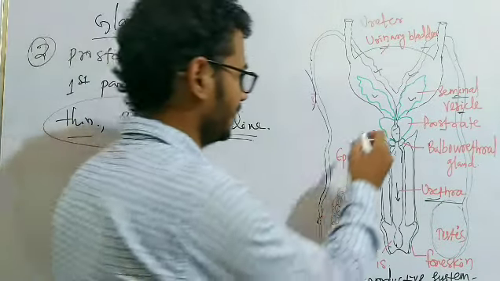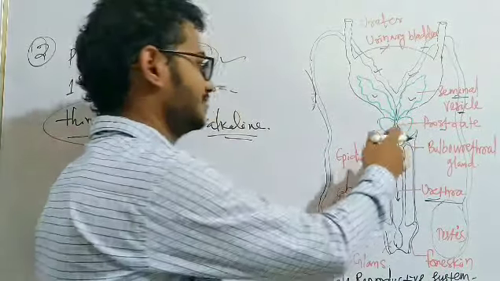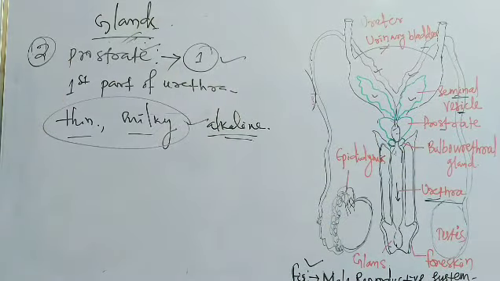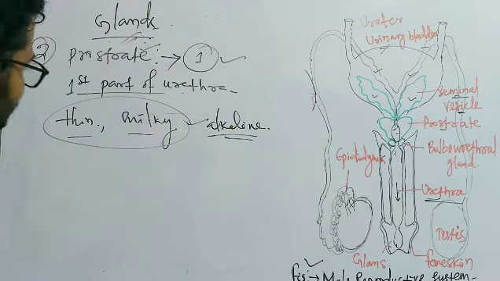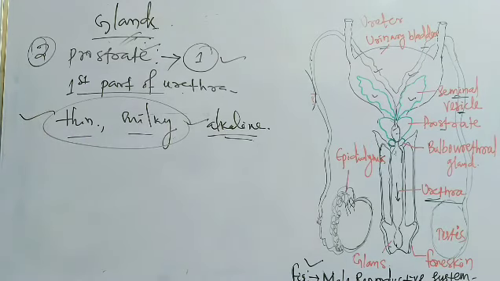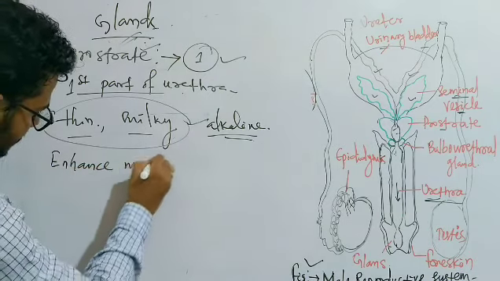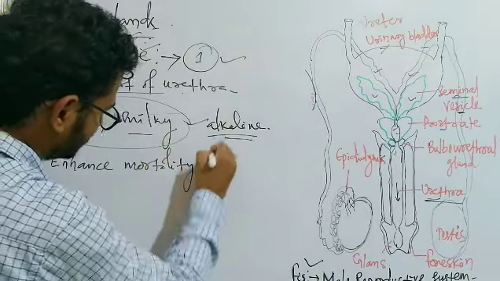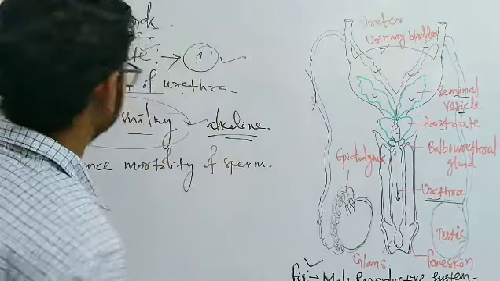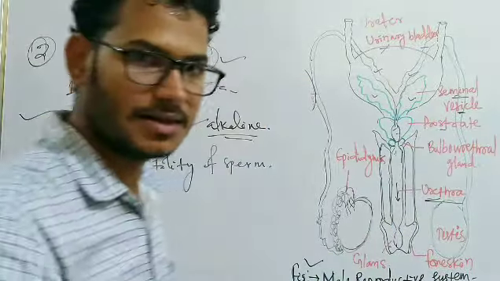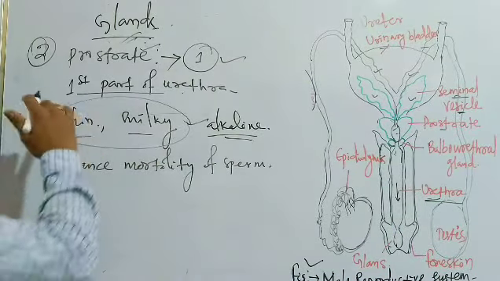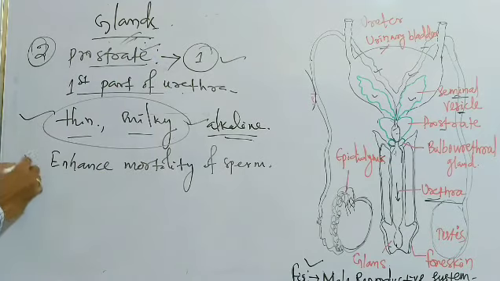It is a single gland which you can see on both the sides, but it is not two separate glands. It is a single gland located at the base of the urethra. It secretes an alkaline, milky, thin fluid. It enhances the motility of sperm. So like the seminal vesicle, here also the secretion of the prostate gland enhances the motility of the sperm.